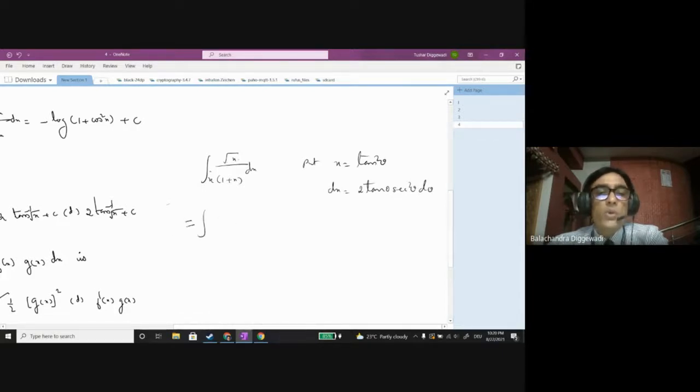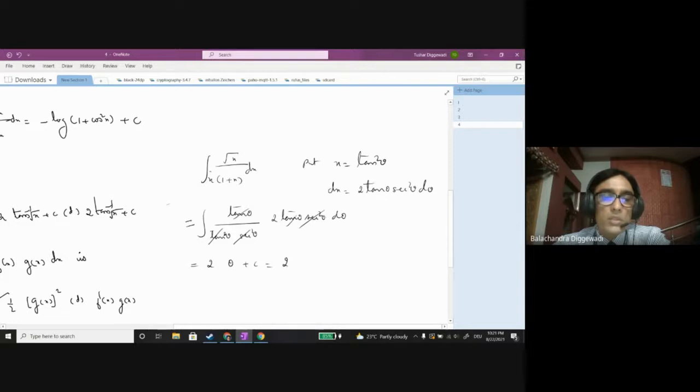Root x is nothing but tan theta. Here you will get tan square theta, and 1 plus tan square theta you directly write as secant square theta. So this is 2 tan theta secant square theta d theta. These terms cancel, so altogether 2 is outside, into theta plus the integration constant c.